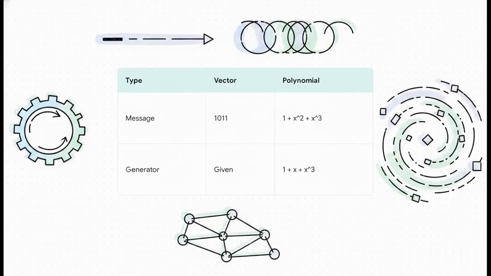Let's make this concrete with a 7-4 cyclic code example. Here, 7 is our total block length n, and 4 is our message length k. If we convert our message vector 1011 from lowest to highest power, it gives us m of x equals 1 plus x squared plus x cubed. And for this example, we'll use a standard given generator polynomial, g of x equals 1 plus x cubed.